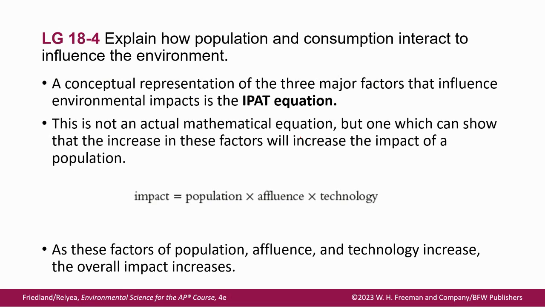Okay, a conceptual representation of the three major factors that influence environmental impacts is called the IPAT equation. This is not an actual math equation, so breathe a little easier, but it can show that an increase in these factors will increase the impact of the population. So our impact equals our population times our affluence times our technology. As these factors of population, affluence, and technology increase, the overall impact increases. So the more people that get fancier need more technology, which means we're going to have a greater impact.